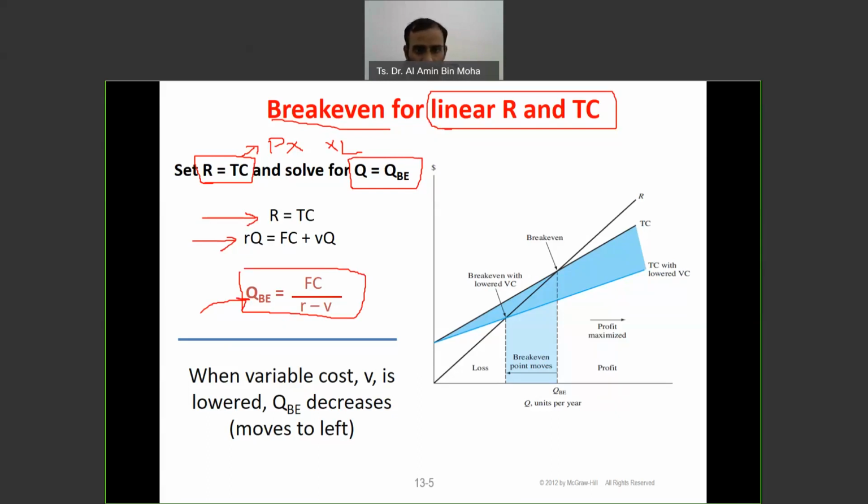When variable cost V is lowered, then QBE decreases, moves to the left. You see the graph here is showing something. This is the revenue, and this is the total cost. Then the lines intersect here, and that is the break-even point. If you are moving to the right, going this way, you're going to have more profit.